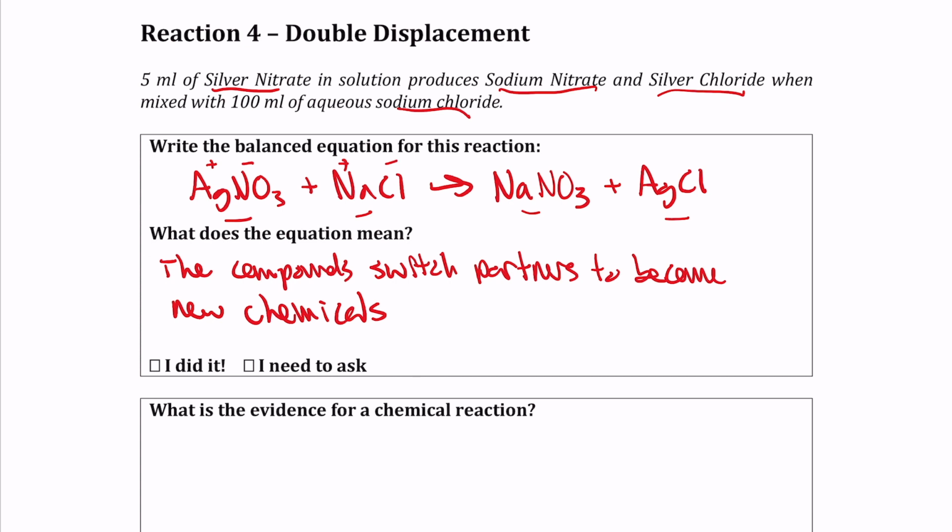And the second half of the compound is the negative ion, and so positive and positive won't go together. Silver won't go with sodium because they're both positive, which means they repel each other. And so the only real option for silver to go with, if we're going to make a new chemical here, is the chlorine or the chloride, and the sodium then will go with the nitrate to form a new compound.